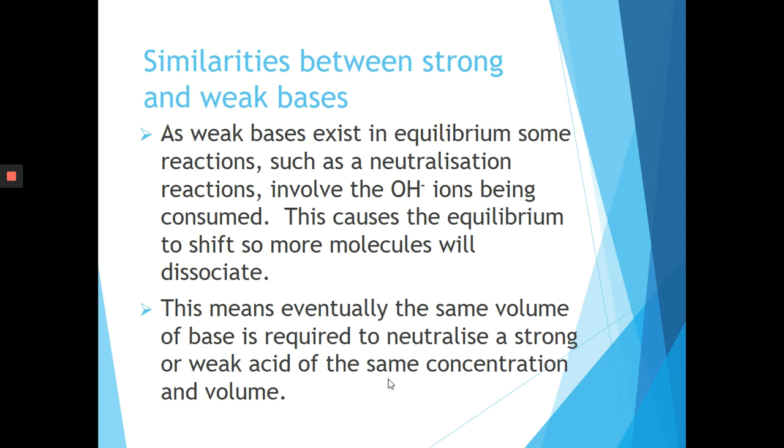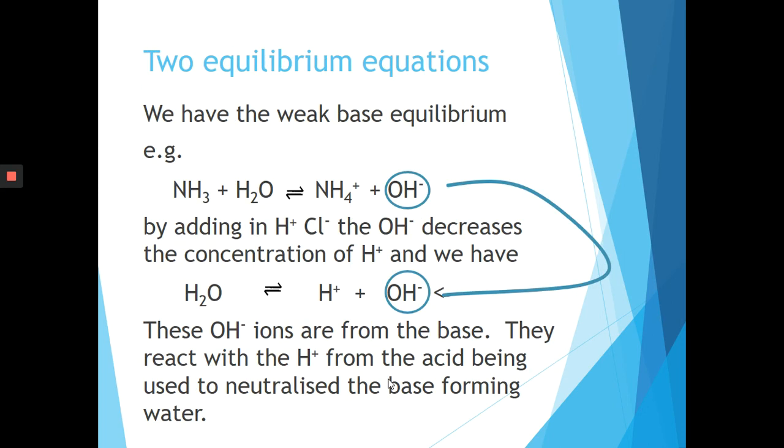Again, there are similarities between them. As I've said, it's talking about a neutralization reaction, and what is happening during the neutralization reaction. Okay, so if I look at my neutralization reaction for my ammonia, and I'm adding hydrochloric acid to it, what's going to happen is the hydrogen ions from my hydrochloric acid are going to react with hydroxide ions. That's going to decrease the concentration of the hydroxide ions.